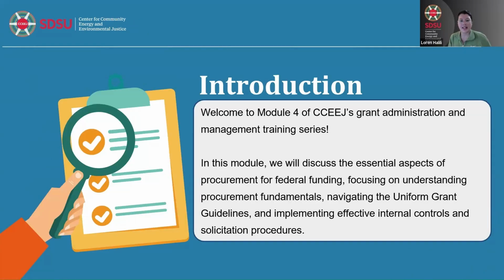Okay, now I want to go ahead and introduce the module topic we have for today. Once again, welcome everyone to Module 4 of the Grant Administration and Management Training Series. In this module, we're going to be discussing the essential aspects of procurement for federal funding. We're going to focus on understanding procurement fundamentals, understand how to navigate the uniform grant guidelines, and how to implement effective internal controls and solicitation procedures.